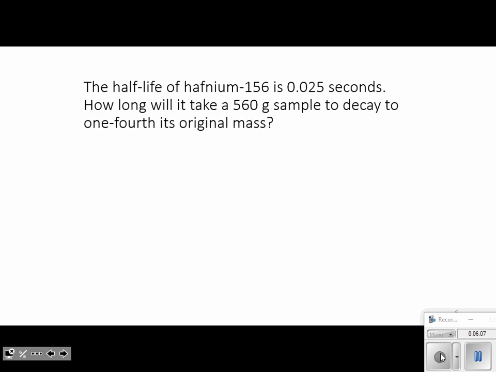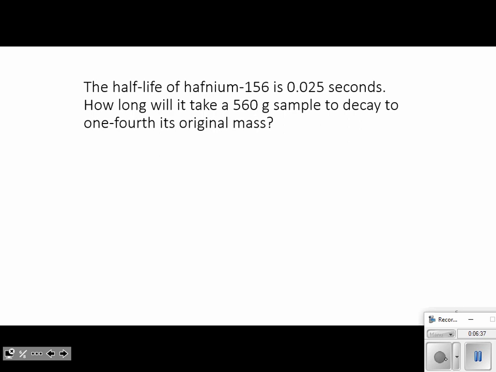Now, here is our second example. So go ahead and copy this into your notes. The half-life of hafnium-156 is 0.025 seconds. How long will it take a 560-gram sample to decay to 1/4 of its mass?